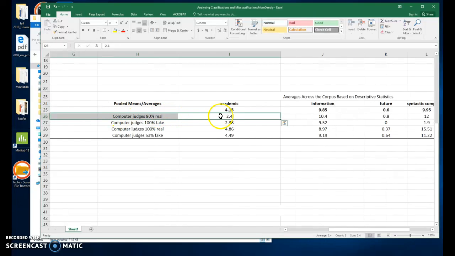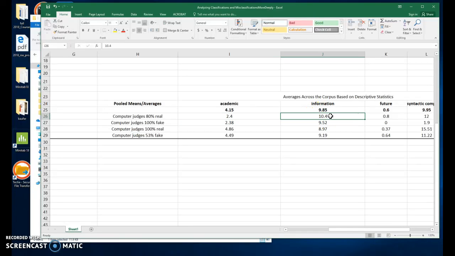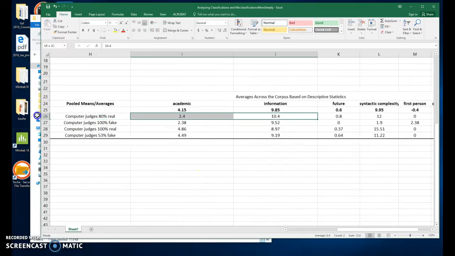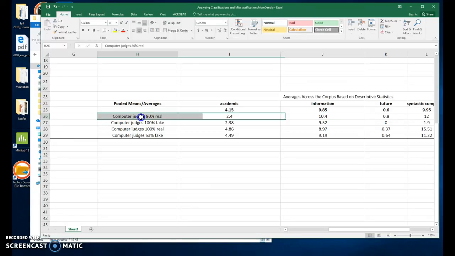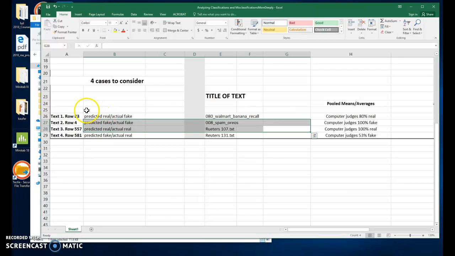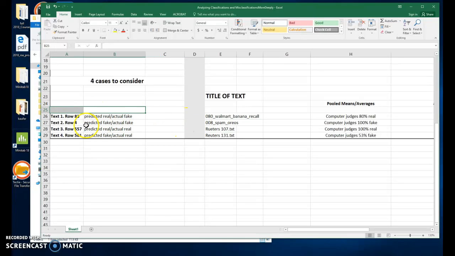And I put in the numbers here for academic, 2.4% frequency, 10.4% frequency for information, 0.8%. And if you add them all up, you see that the score here is 23.2, makes it think it's real and it's fake. So it's above the cutoff and it's misclassified. So I want you to engage that text deeply and explain why it was misclassified, why it is assumed to be real, and how you with the human brain would know it's really fake.